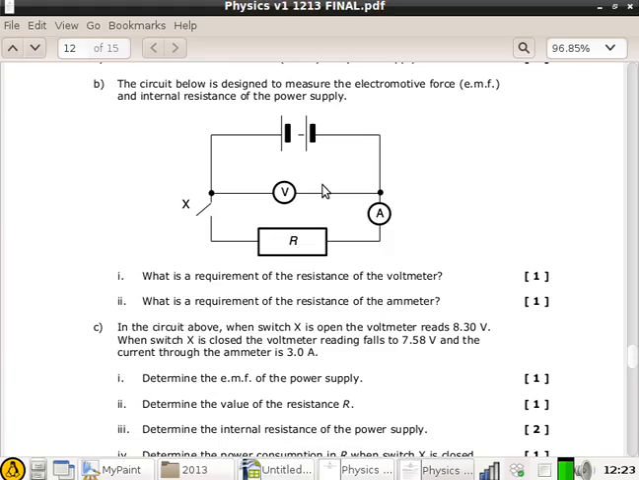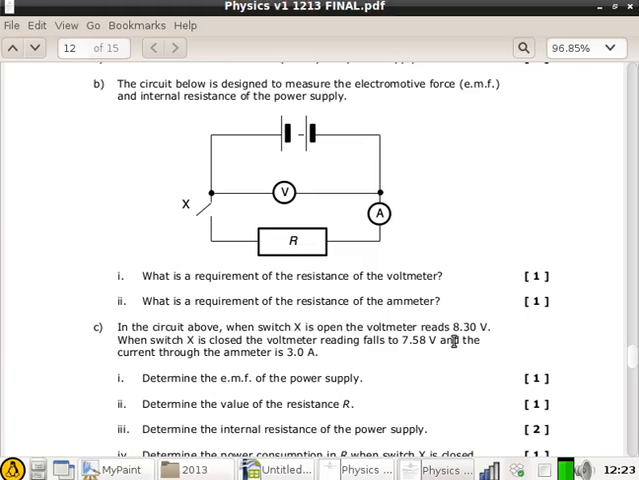So for this part, it uses the same diagram. In the circuit above, when the switch is open, the voltmeter reads 8.3. And when the switch X is closed, the voltmeter now reads 7.58. So why did this change? Why did it decrease? Because there's work done in the battery. Not quite in the battery, but you nearly have it.